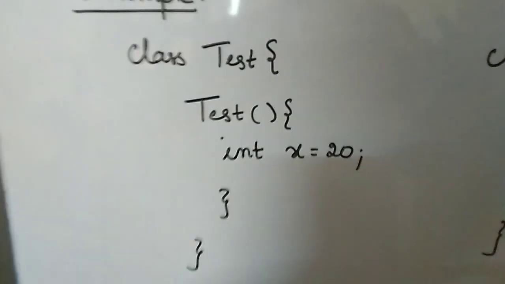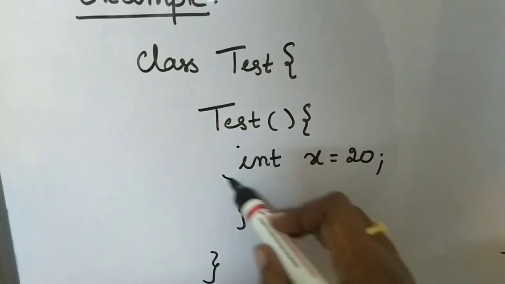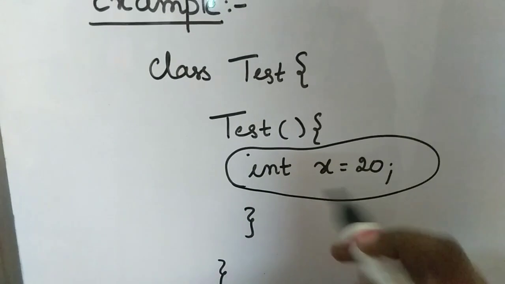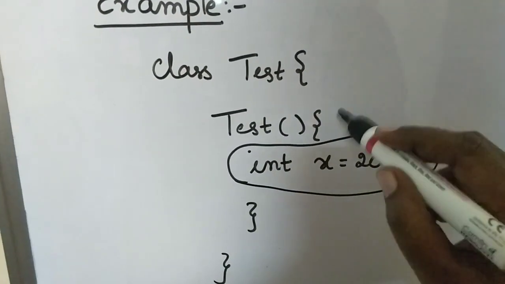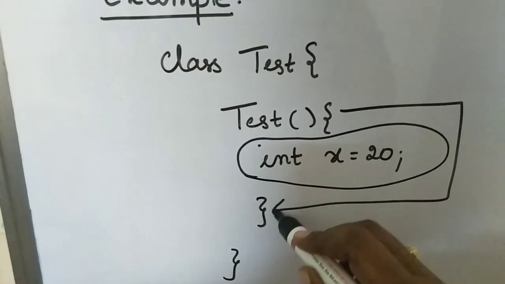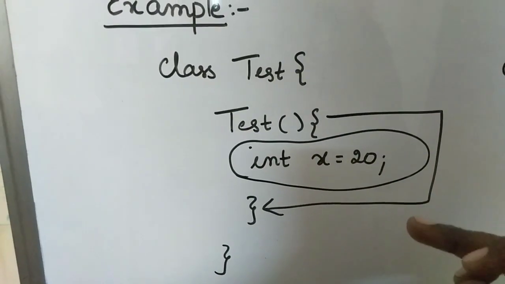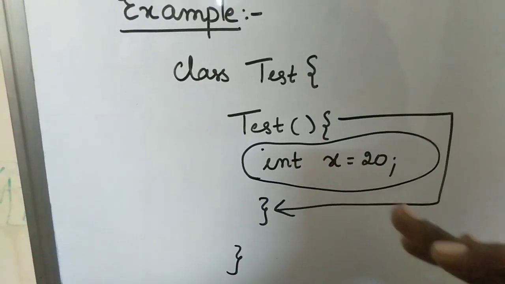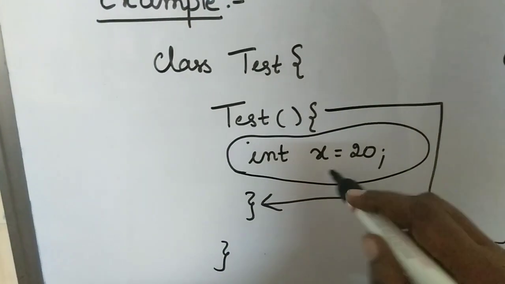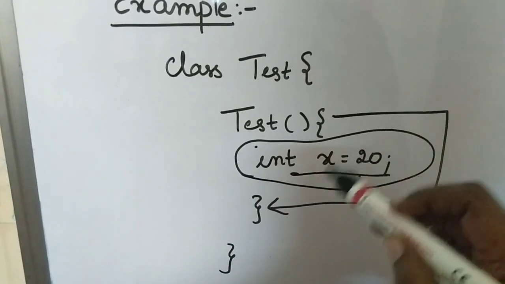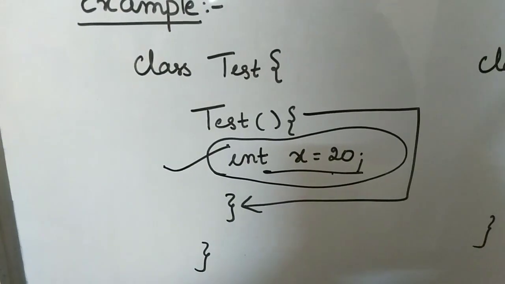Here there is one local variable inside the constructor. Now the scope and visibility of this particular variable, which is x, is only from this open bracket to this closing bracket. You cannot access this x outside this constructor. Other parts of the class, other members of the class like the methods, cannot access this x because this x is local to the constructor. So x here is the local variable.